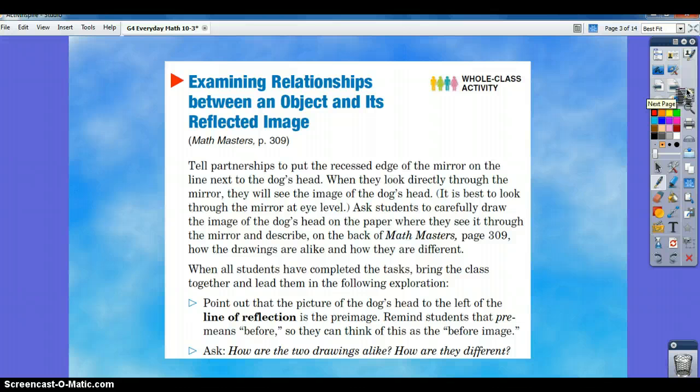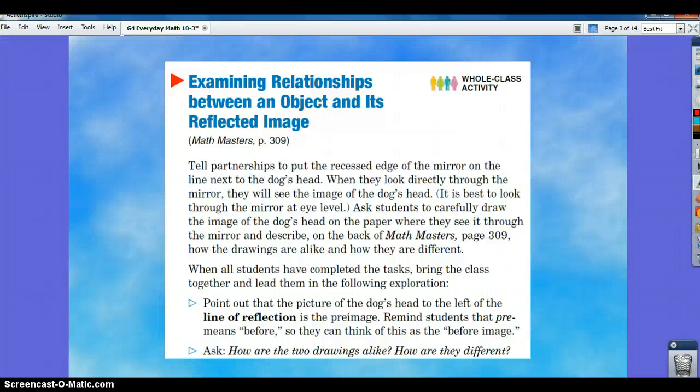Put the recessed edge of the mirror on the line next to the dog's head on MathMasters page 309. When you look directly through the mirror, you will see the image of the dog's head. It's best to look through the mirror at eye level. Carefully draw the image of the dog's head on the paper where you see it through the mirror, and describe on the back of MathMasters page 309 how the drawings are alike and how they are different. Compare the two. When you have completed this task, please come back to me and show me what you've done.